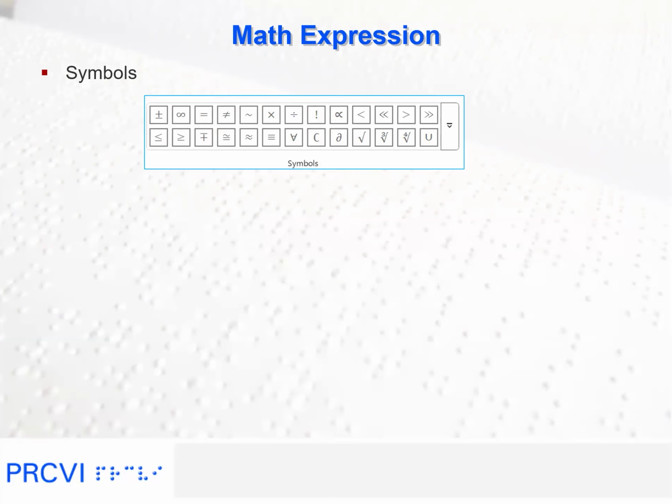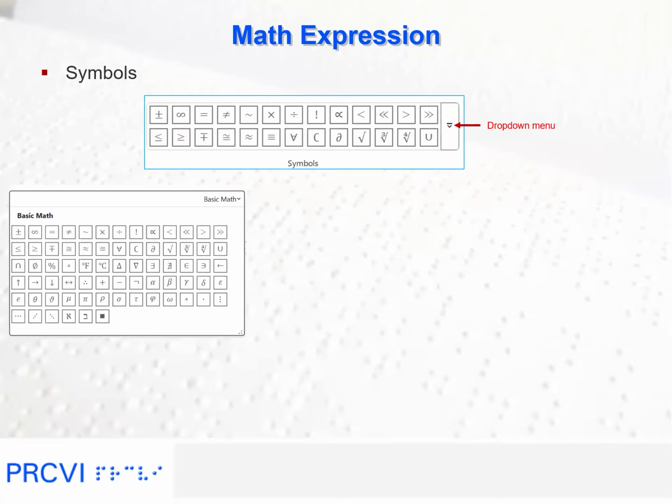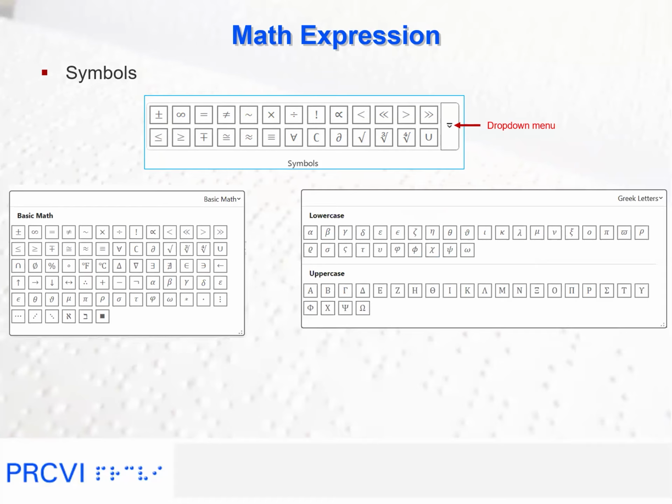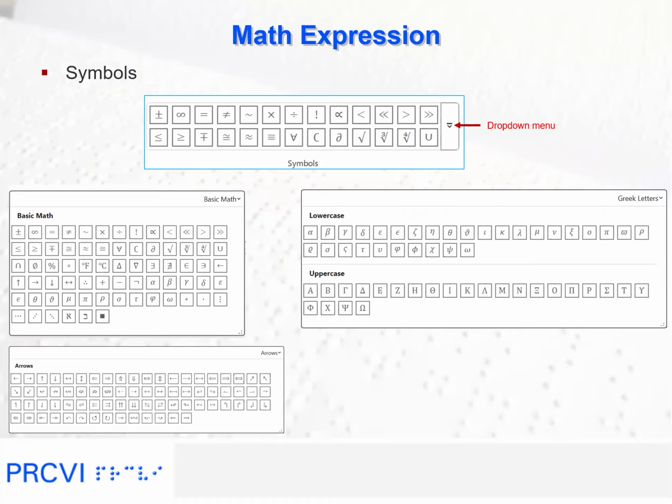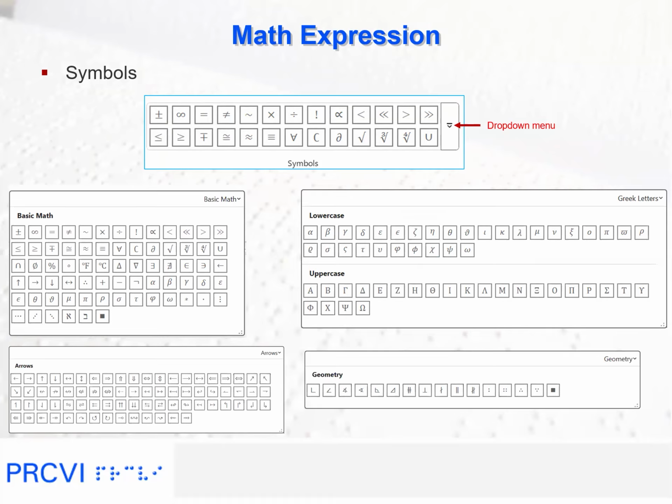From the drop-down arrow, you can access many more symbols for basic math, Greek letters, arrows, etc. I have not tested all the symbols to see if they are translated correctly in Braille in Duxbury, but most of the basic math symbols, Greek letters, and arrows are translated correctly. It is important to proofread Braille in Duxbury.